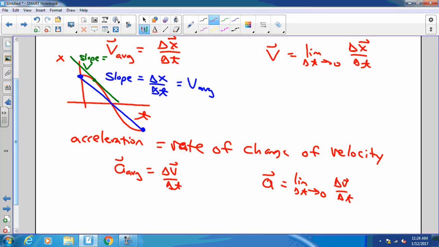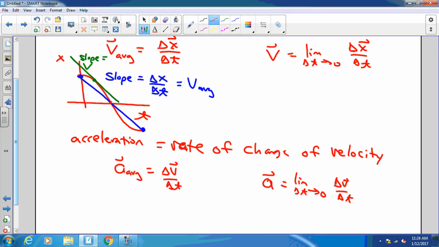Visualizing acceleration on a position graph is harder because it is not obviously the slope of anything on the position graph here. However, I can observe that for the times between here and here, my velocity is getting more negative. Can everybody see that? And so I have a negative acceleration. And for times between here and here, my velocity is getting less negative, and therefore I have a positive acceleration.